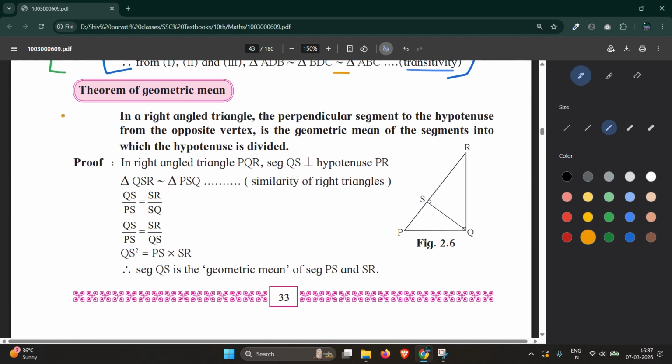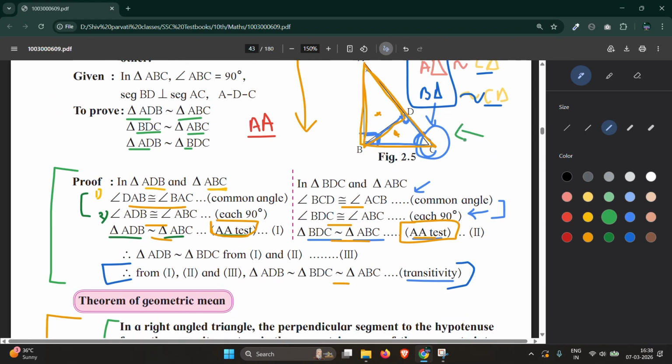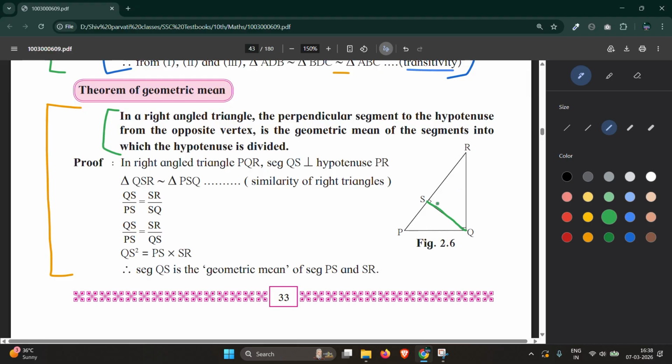So now this is also a very small theorem again right over here. This is the theorem of the geometric mean. What the theorem says is that when we draw an altitude, very similar to what we drew in this proof, in a right angled triangle, the ratio in which these things are cut over here is the geometric mean. So this point S over here is the geometric mean of P and R. So now what is a geometric mean? Let's just quickly see that.